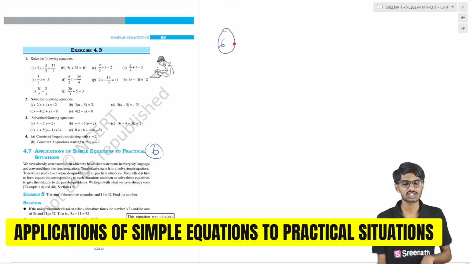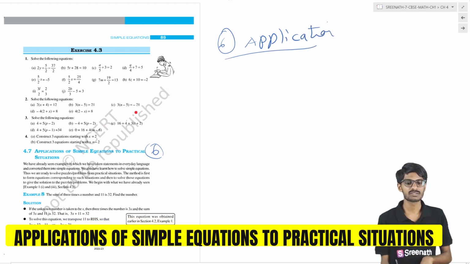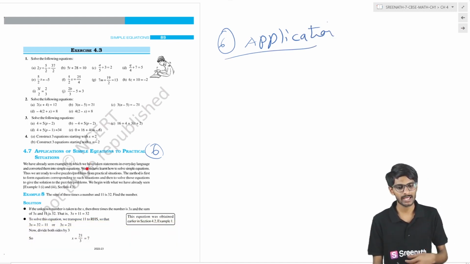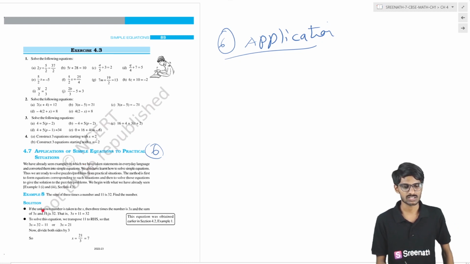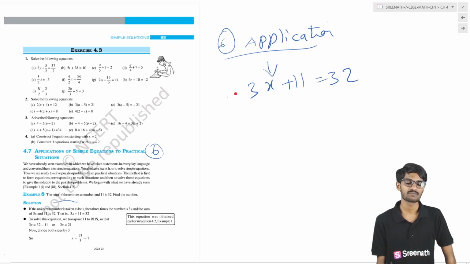Now our sixth topic, what is that? It is the applications of simple equations to practical situations. We are going to apply our simple equations to practical situations. So what is the situation here? The sum of 3 times a number and 11 is equal to 32. There is a number, we don't know that number, and we have to find it. Sum means we have to add 3 times the number and 11, and that equals 32.